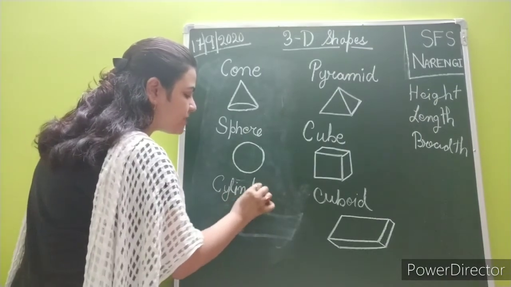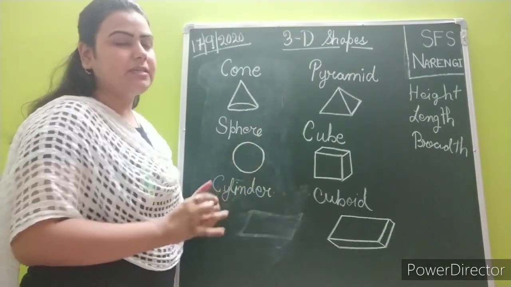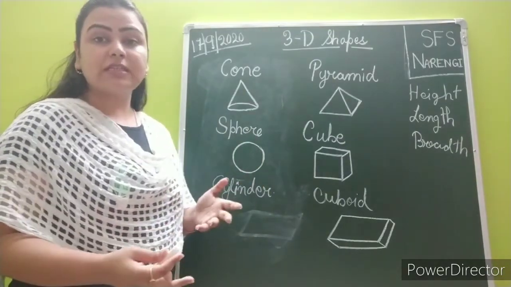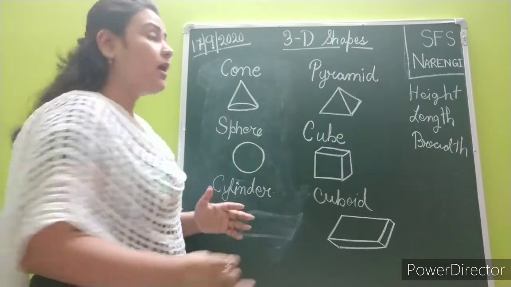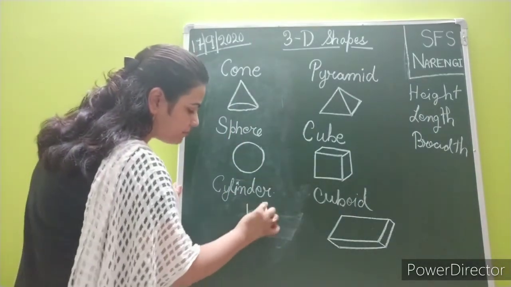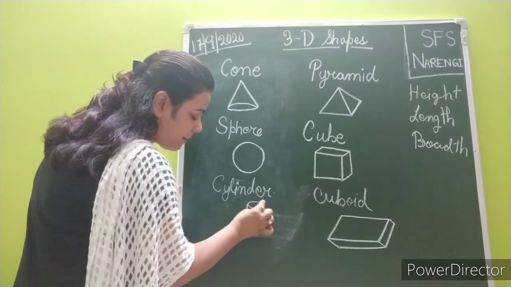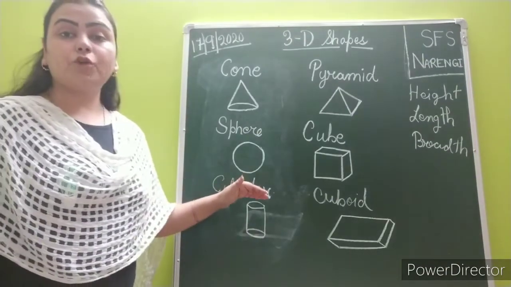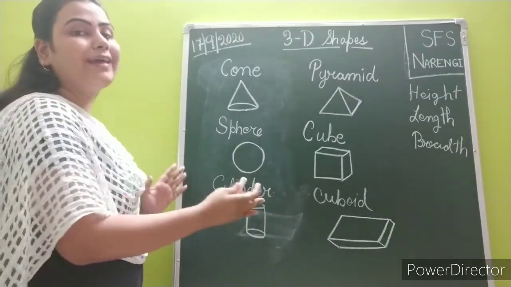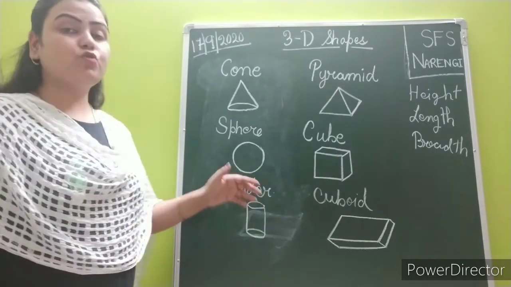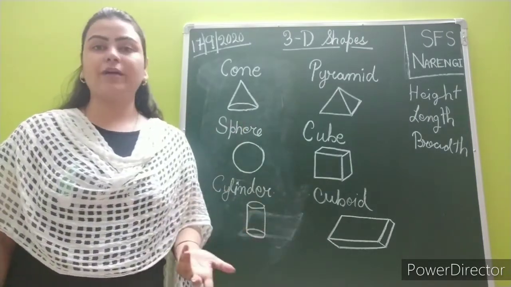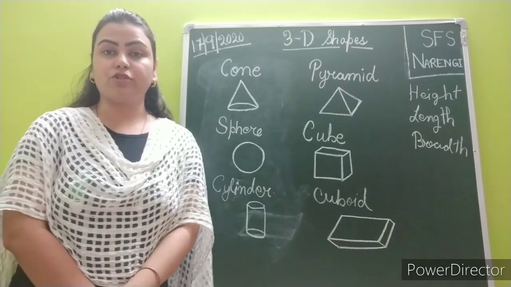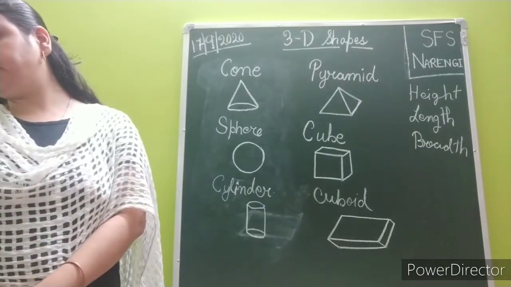And next we have the cylinder. Now cylinder, obviously we have the gas cylinder at our home, we all have seen. And why is it known as cylinder? Because it is having the cylindrical shape. Now what does that cylindrical shape mean? It is having two circular sides at the two ends, and in between it is a straight figure. We all have seen the cylinder, right? So these are our 3D shapes, children.